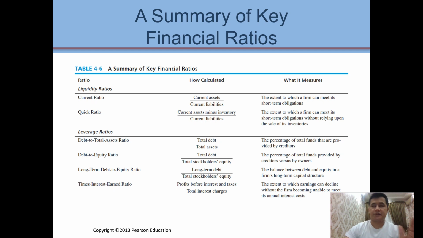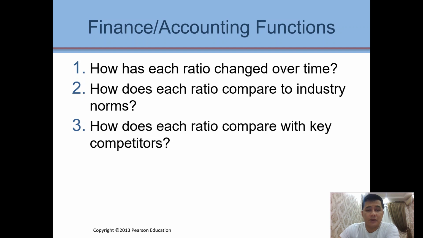And the times interest earned ratio is calculated as profits before interest and taxes divided by total interest charges. It measures the extent to which earnings can decline without the firm becoming unable to meet its annual interest costs or not. So you guys understand, right?